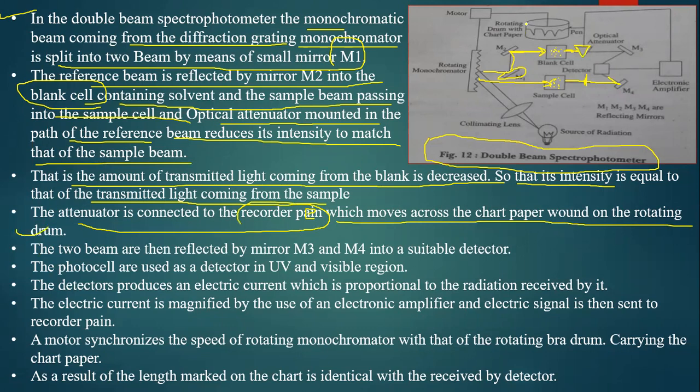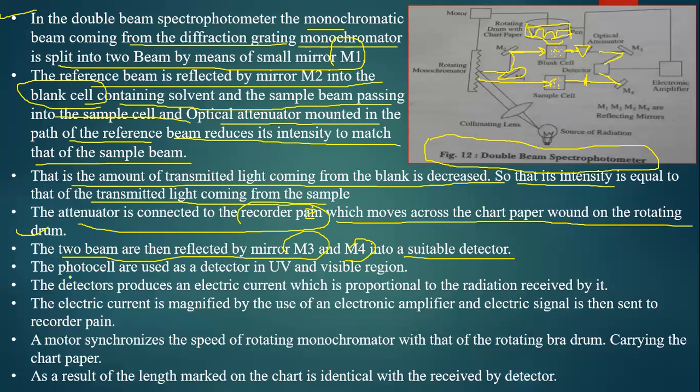This is your rotating drum, on which the chart paper is wound or wrapped, and on that the pen is just moving. It records whatever readings are obtained for the light coming out of the sample. Now the two beams are reflected by mirrors M3 and M4 respectively into a suitable detector. These two beams are now going to the detector.